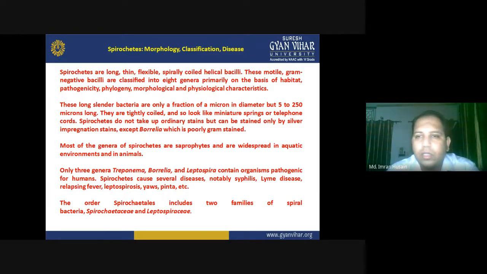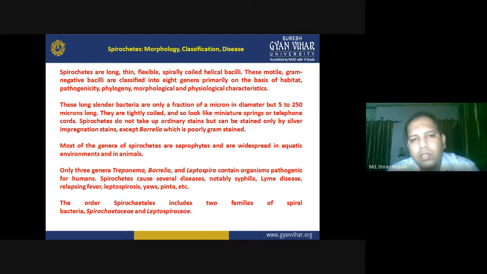These motile gram-negative bacilli are classified into 8 genera primarily on the basis of habitat, pathogenicity, phylogeny, morphological, and physiological characteristics. So all these things significantly elaborate the basic behavior or the basic nature of spirochetes, although the classification is based on their morphological characters and other types of characters also.